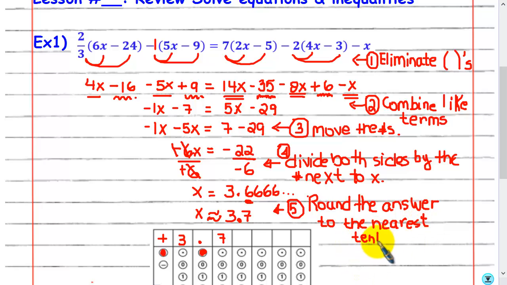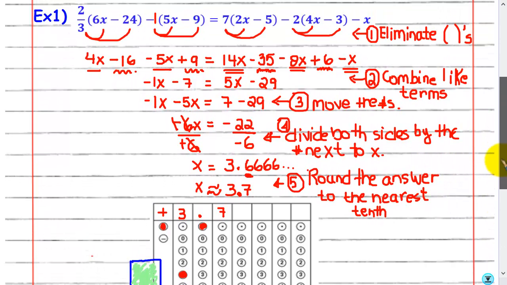There we go, tenth. All right. So basically, eliminate parentheses, combine like terms, move the numbers, and then solve the equation. Remember that when you divide, divide both sides by the same number. And now we're going to be doing some rounding, so please pay attention to what the problem is asking. In this problem, it is asking you to round to the nearest tenth. All right, so that is the first example of solving equations to review.